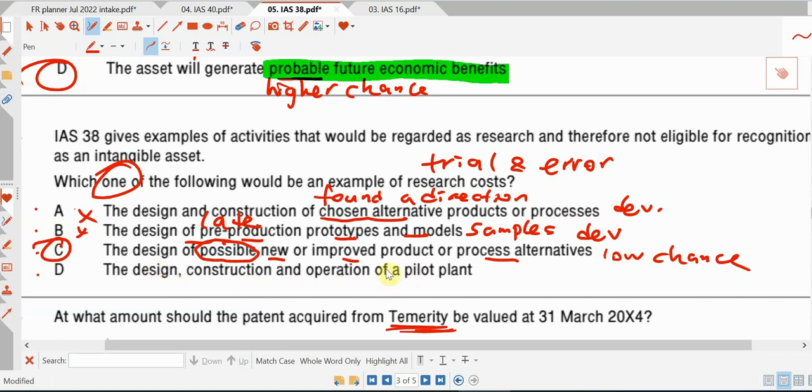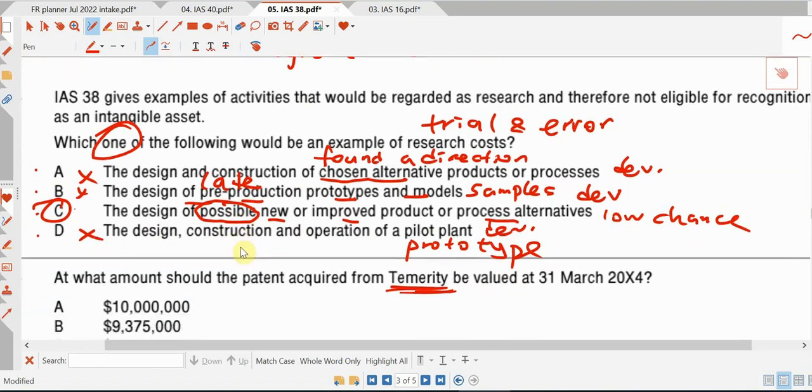Design, construction, and operate a pilot plant. This is also a prototype, pilot sample. They just use different words to talk about the same thing, prototype. Okay, so this is also development. So thanks to this word possible, it tells us that this process at the moment has a low chance for us to be successful.